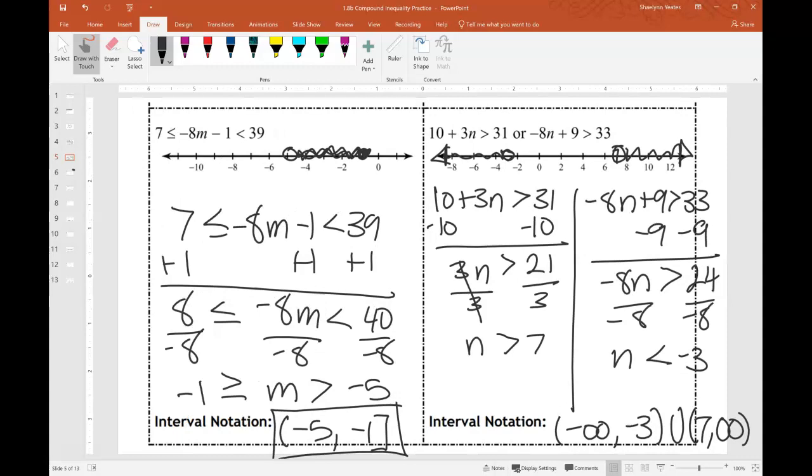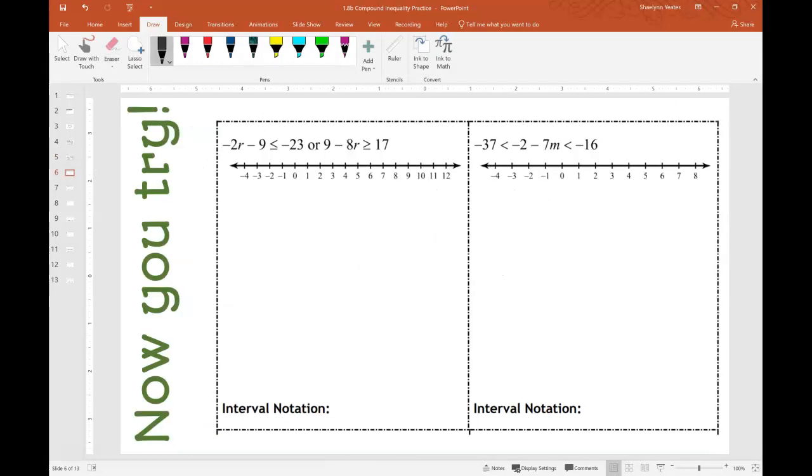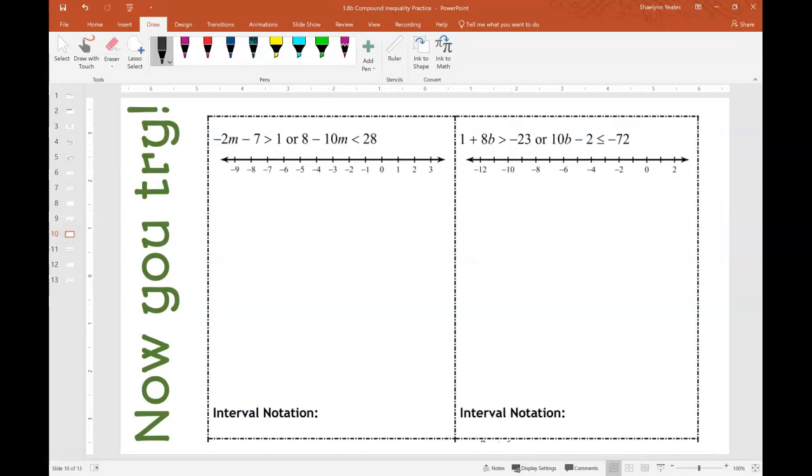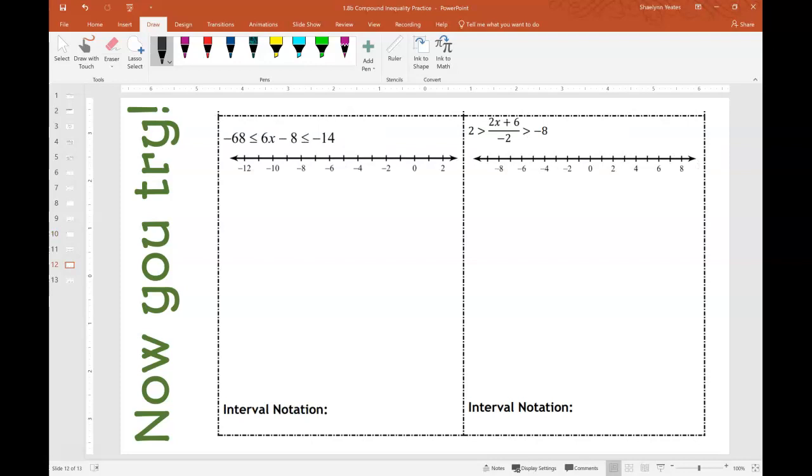Alright, I want you guys now to give it a shot for this one, and these two, and these two, and finally these two. So much practice for you guys today. You've so got this. Good luck.